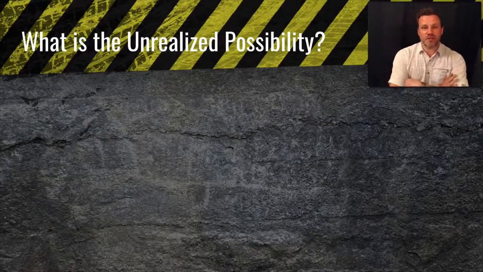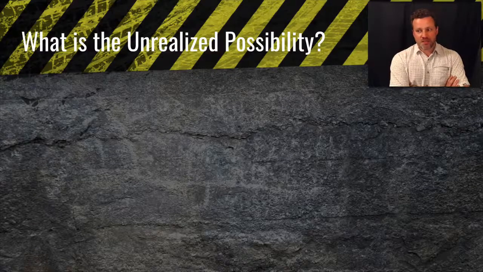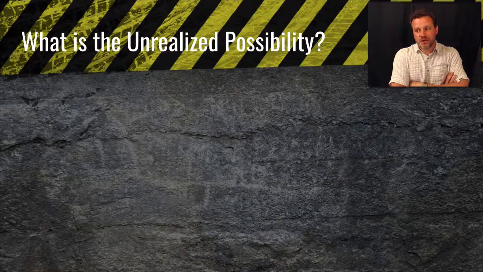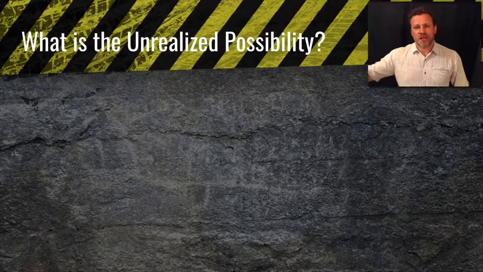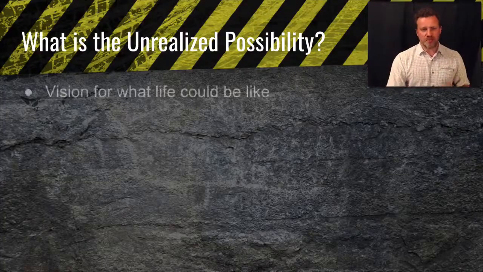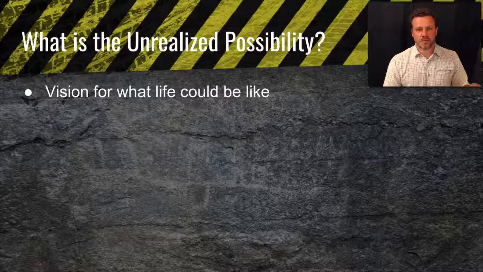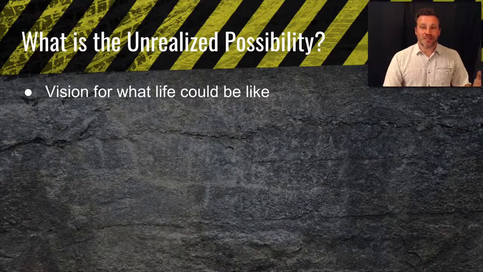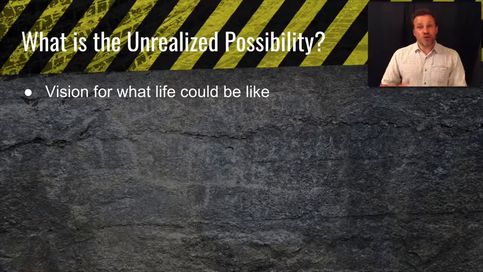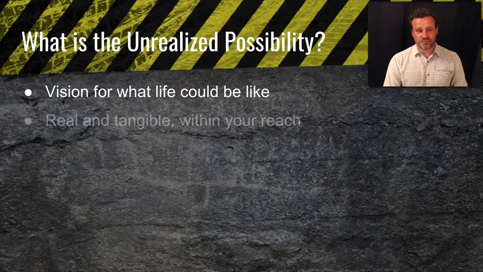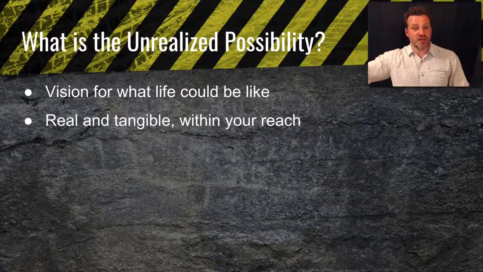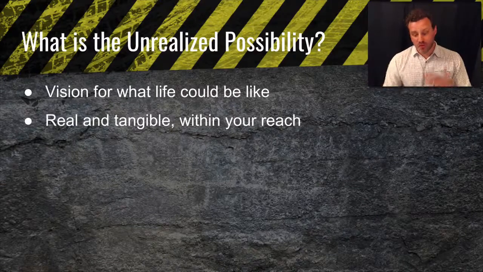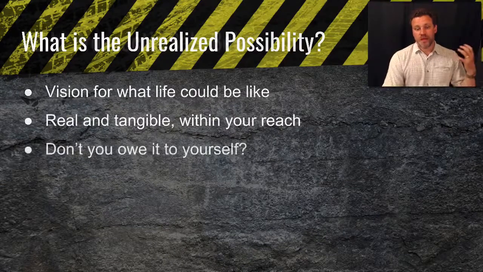Next is to look at the unrealized possibility. So this is, you can be at point B. You don't have to stay here. Let's think about point B. Let's look at point B. So you want to get them to start to visualize what life could be like, and this is powerful. You want to make the step to that feel real and tangible and credible and within your reach.